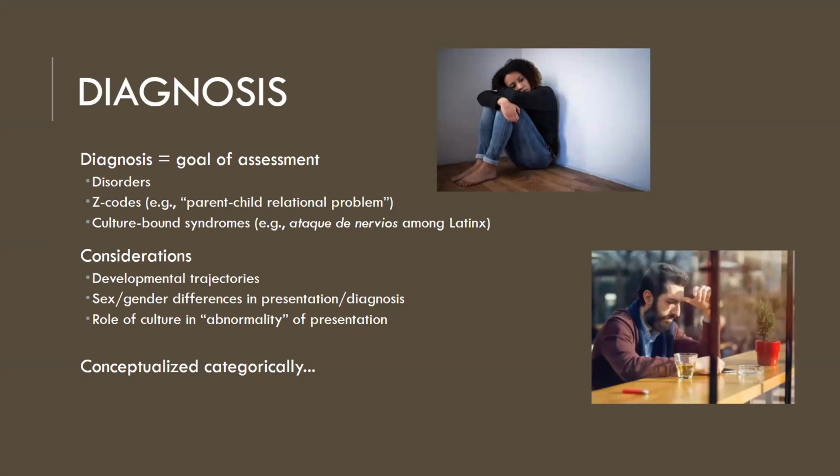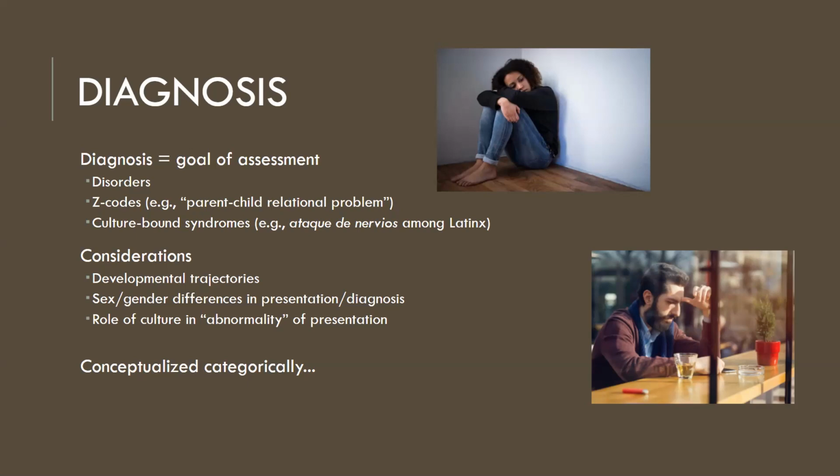Sometimes we end up diagnosing things like culture-bound syndromes. Culture-bound syndromes are disorders that exist outside the bounds of the DSM. So the DSM, as I'll mention here in a little bit, is an American manual. And so a culture-bound syndrome would be a disorder that exists in another part of the world, like ataque de nervios existing among the Latinx population, but not something that's existing readily within the United States. And so it's considered to us to be a culture-bound syndrome versus a full disorder that is occurring readily within the United States. Some things to consider in making diagnoses are developmental trajectories.